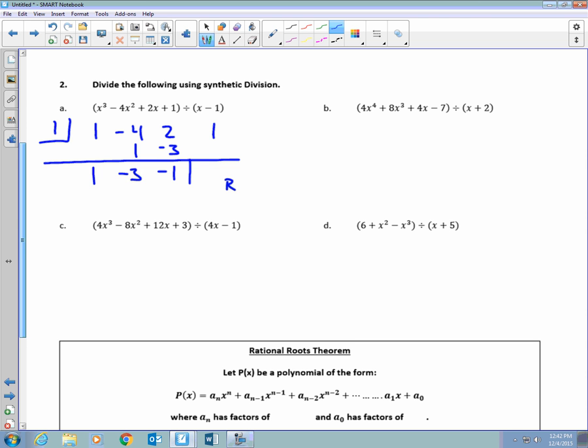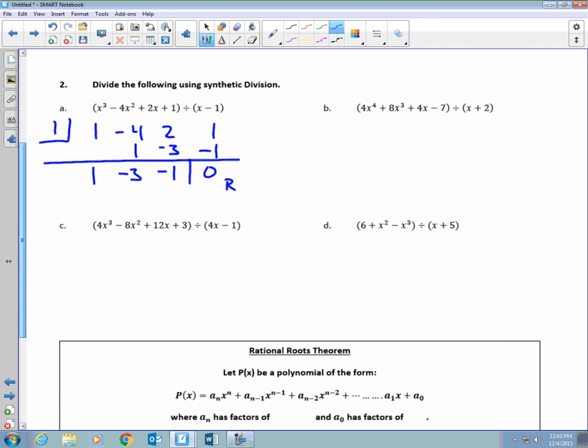I'm multiplying and adding. So 1 times -3 gives me -3. 2 plus -3 is -1. 1 times -1 is -1. 1 plus -1 is 0. So did it divide evenly? Yes, it divided evenly. So therefore, what we have is this as our answer.